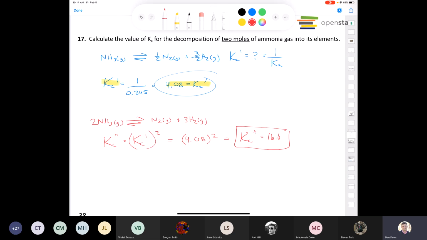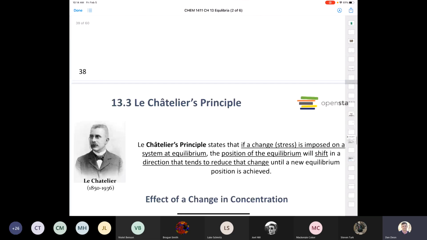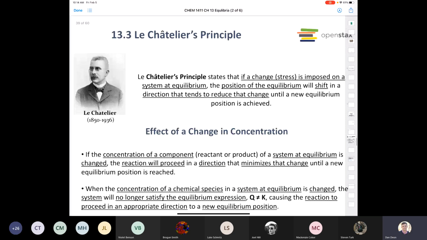And here's where I really wanted to get to today with you guys: section 13.3, which is Le Chatelier's principle. All right, so let's talk about Le Chatelier's principle. Here's a picture of Le Chatelier. You can set your watch to that haircut, right? Anyhow, it says here, Le Chatelier's principle.